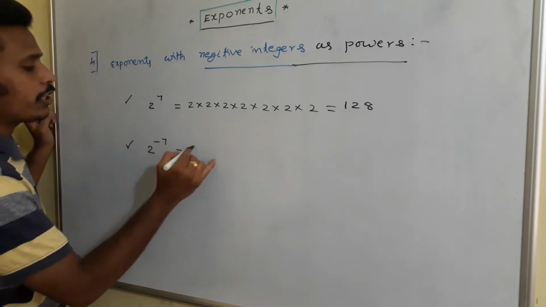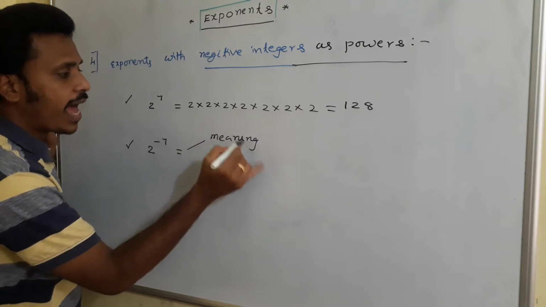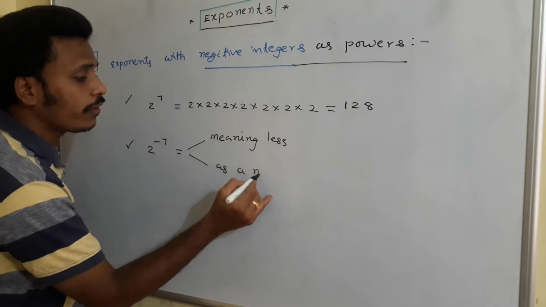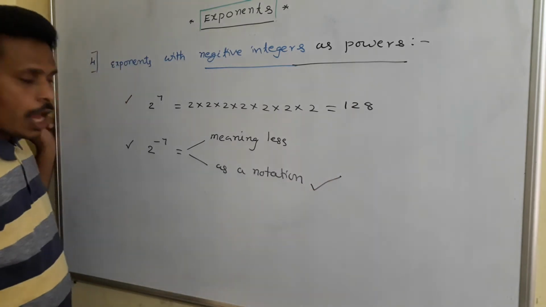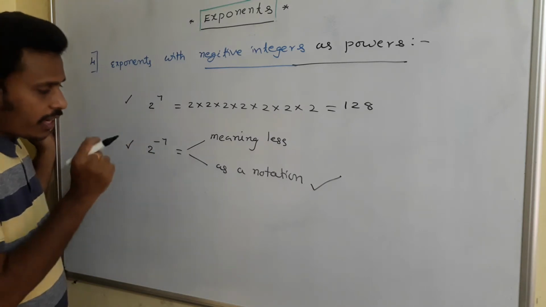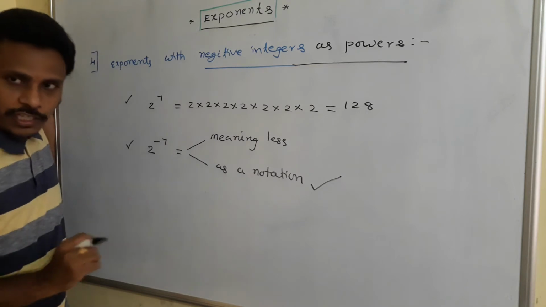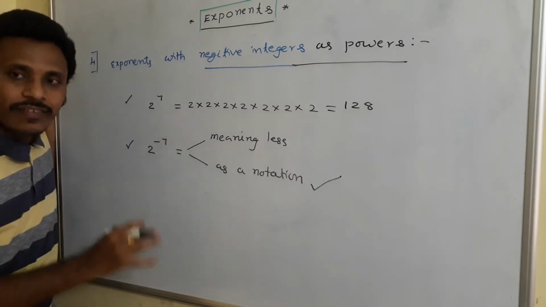As per the definition, it is meaningless. What I am saying is, as per the definition, it is meaningless. But as a notation, we need to use it. 2 power minus 7, there is no definition meaning here. Just we have a notation here. See, 2 power minus 7. How to write the 2 power minus 7 as a notation?